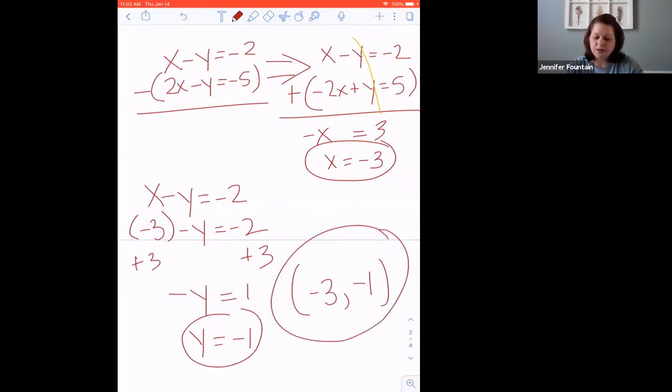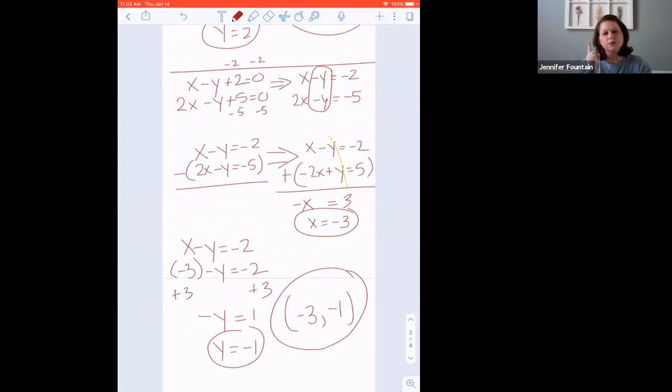Any questions on that one? Step 1, standard form. Step 2, make a subtraction problem, but then I'm going to have to change it to adding the opposite. So once I've got it set up to adding the opposite, I'm going to go ahead and do that and solve for the one variable that's left over. Then I go plug in that variable to solve for the other variable. And then the last step, I write my answer as an ordered pair.